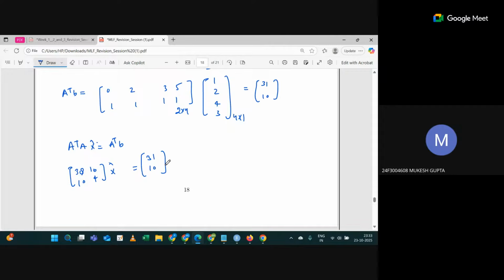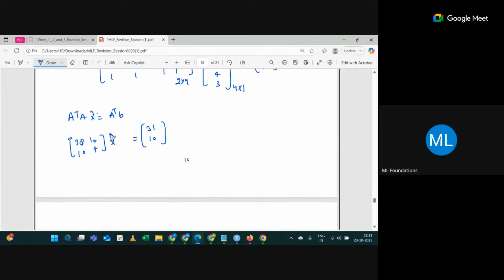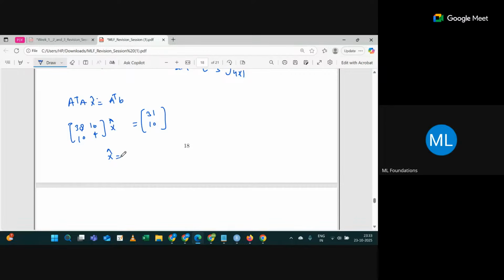So we have to divide X hat into two components: one component is the intercept and one component is the slope. If you see Y equal to mx plus c, this one is the intercept part. So X hat will be the inverse of 38, 10, 10, 4 times 31 and 10.